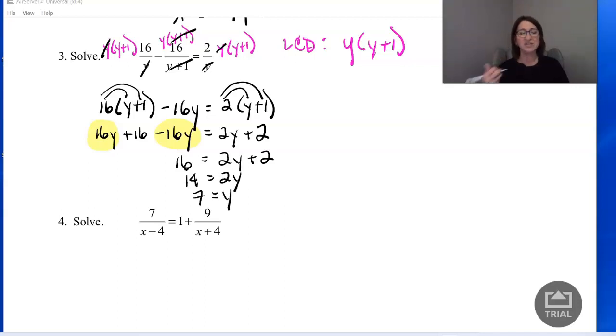If I go back to check that with these denominators, it doesn't matter. Right here, I put the 7 in. Doesn't matter which denominator I put the 7 into, I am not going to get a 0. So it's good. It's a good solution. All right, let's go ahead and let's do this next one.